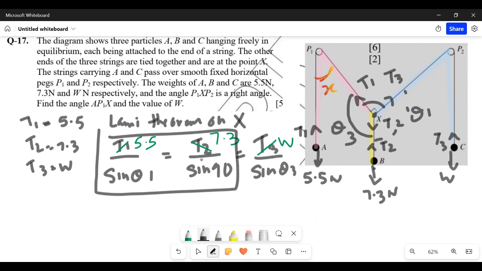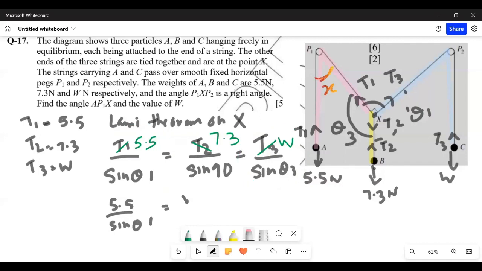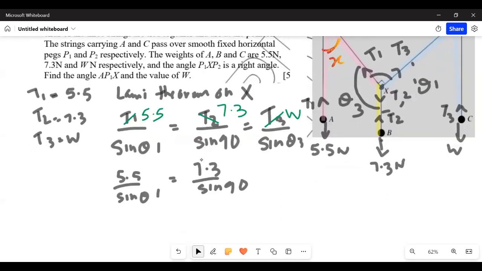Okay. या θ3 डायरेक्टली निकाल लेते हैं. Let's use the first and the last equation. इन दोनों को यूज कर लेते हैं, and get θ3, sorry. So 5.5 over sine θ1 is equals to, अच्छा इसमें तो W है तो नहीं यूज हो सकता, इसमें 2 unknowns है. So अभी नहीं आ सकता. So we must use the first set of equations. 5.5 over sine θ1 is equals to 7.3 over sine 90. इससे पहले θ1 आएगा, वो क्या होता है?